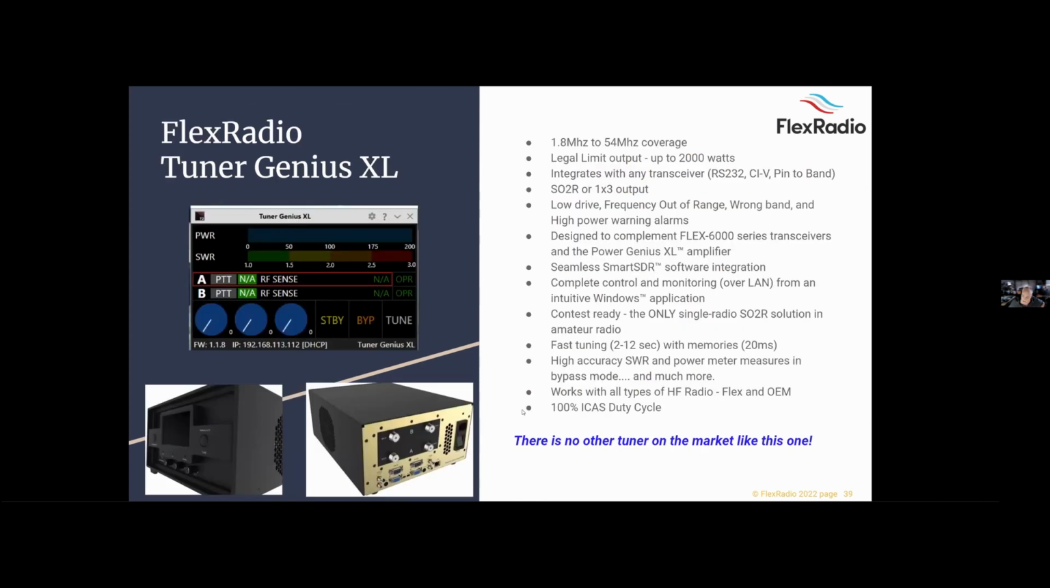The Tuner Genius XL is the companion tuner for the PGXL. It covers 1.8 to 54 megahertz, up to 2,000 watts. It will tune greater than 10-to-1 SWR, although I don't know why you would ever want to operate on a 10-to-1 antenna, but if you ever need to, this will help you do it. It will integrate with any transceiver, not just a Flex Radio product. It comes in a 1x3 or an SO2R model, and it is really seamless.